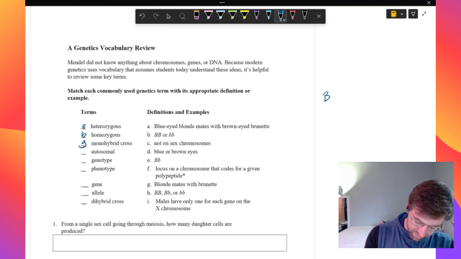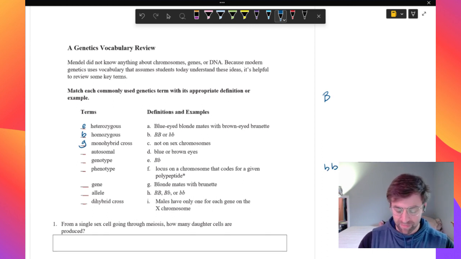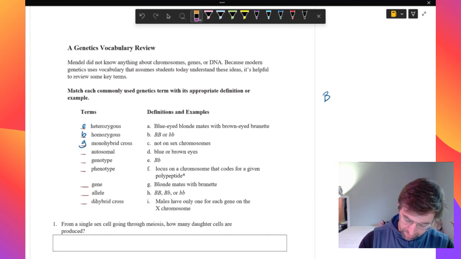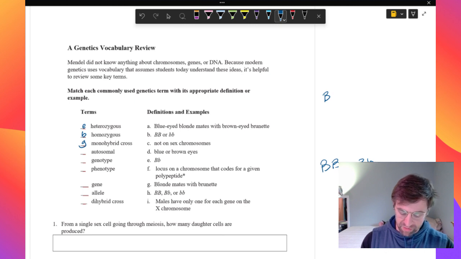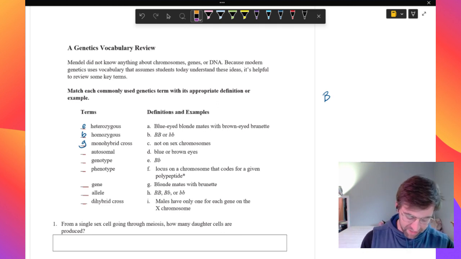The answer here is G, a blonde mating with a brunette, as the example. Blonde, I think we're assuming, is homozygous recessive, little b, little b, and a brunette could be big B, big B, or big B, little b, if we're assuming that brunette is the dominant trait. And I guess the way that these are capitalized, this may actually be a hint about which one they're saying is dominant. Blonde in this case would be dominant, but I digress.